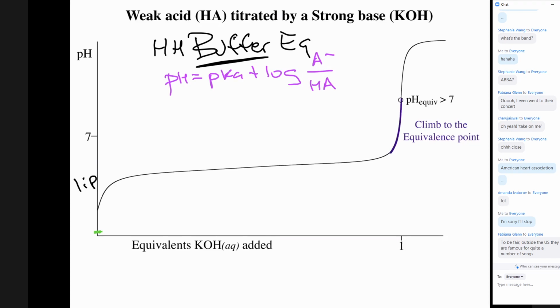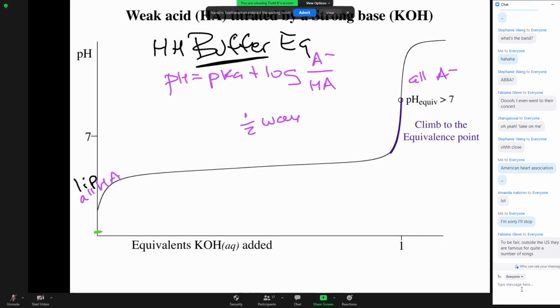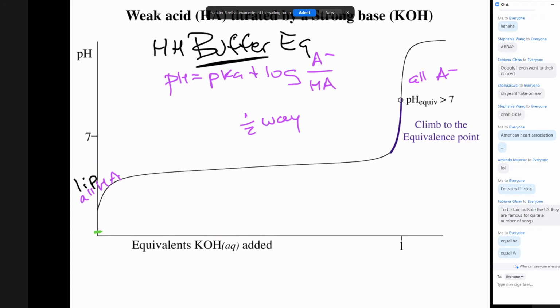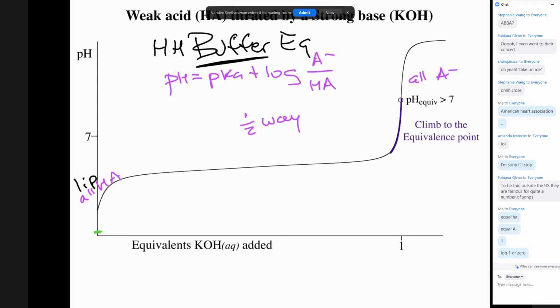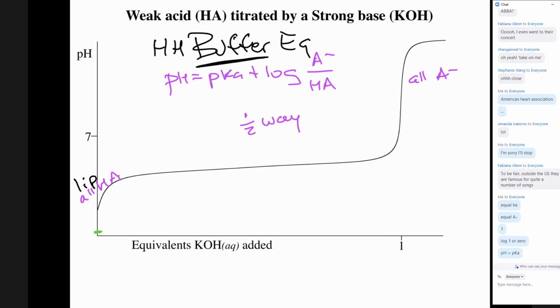And ageist. Okay, so at the halfway point, in the very beginning, I'm going to tell you it's all HA. At the very end, it's all A minus because you fully neutralize it. So what happens at halfway? What do you have? Equal. Okay. So what does the ratio equal when they're that way? One. Log of one is 0. Perfect.